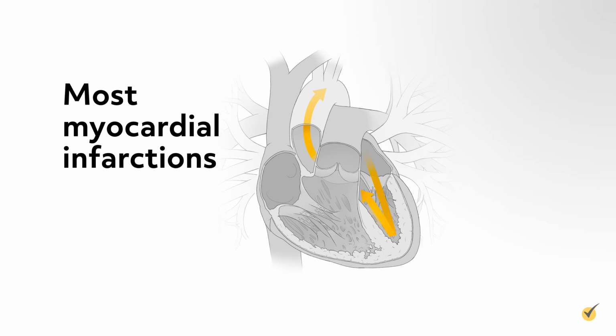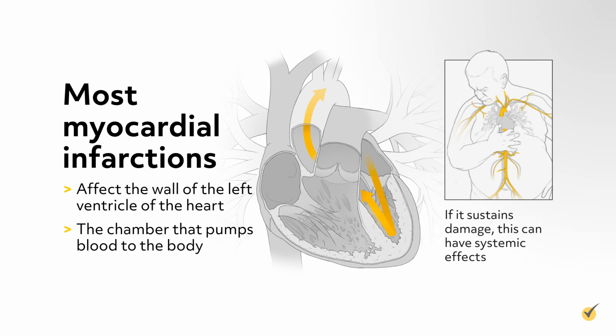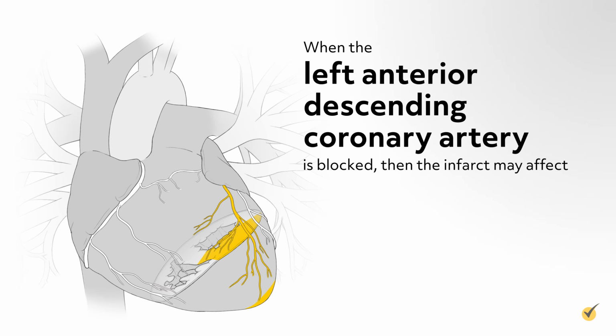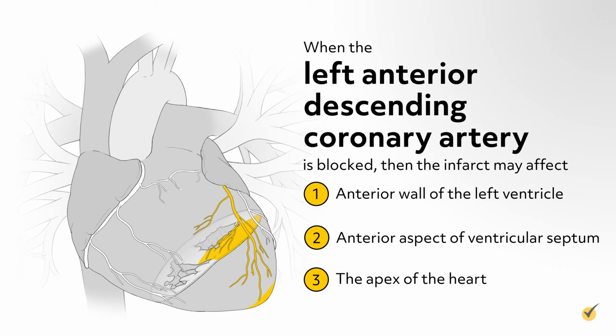Most myocardial infarctions affect the wall of the left ventricle of the heart, which is the chamber that pumps blood to the body. So if it sustains damage, this can have systemic effects. When the left anterior descending coronary artery is blocked, then the infarct may affect the anterior wall of the left ventricle, anterior aspect of ventricular septum, and/or the apex of the heart.